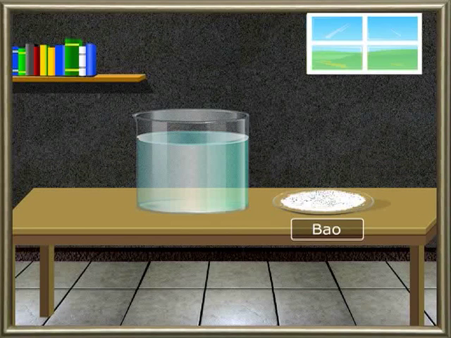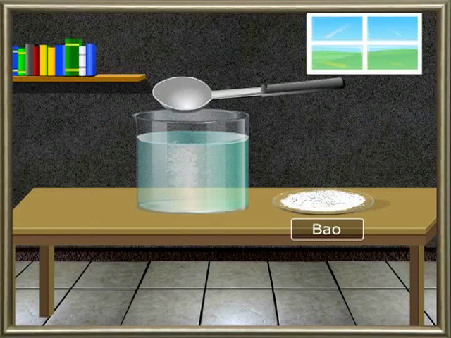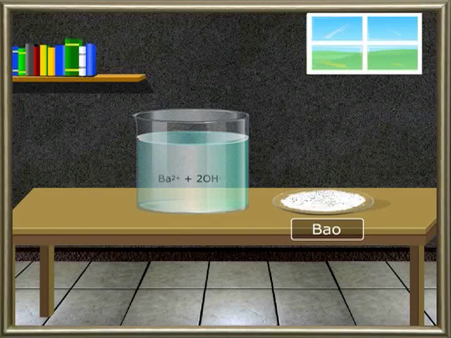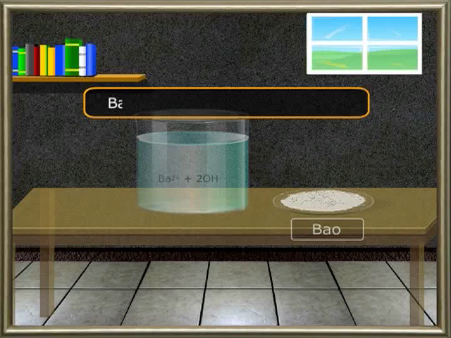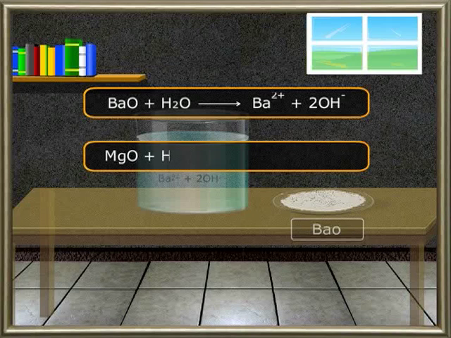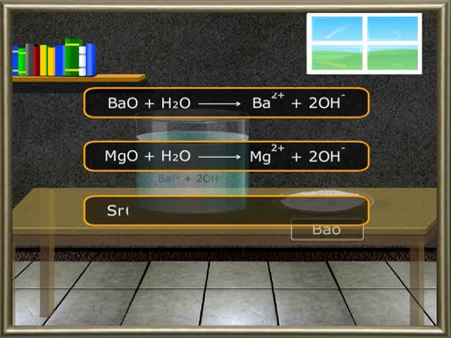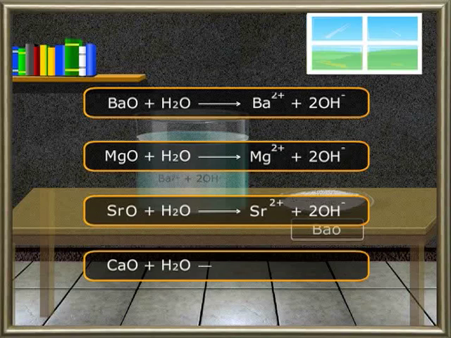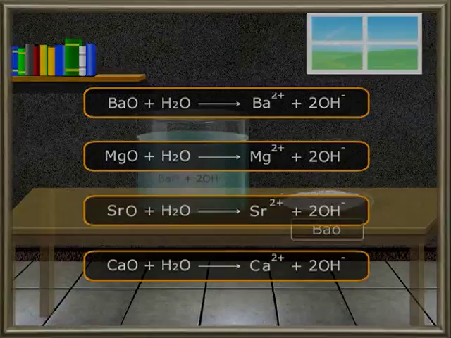For example, when barium oxide BaO is dissolved in water, oxide ions accept protons from water molecules. Look at this equation representing this. BaO plus H2O gives Ba2+ and 2OH minus. Similarly, MgO plus H2O gives Mg2+ and 2OH minus. SrO plus H2O gives Sr2+ and 2OH minus. Calcium oxide plus H2O gives Ca2+ and 2OH minus.